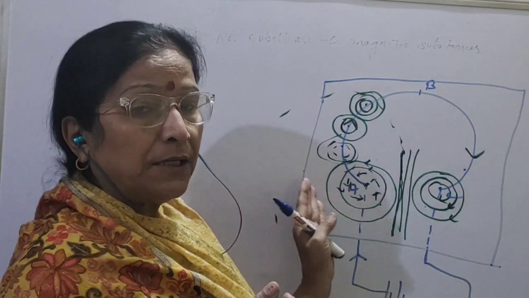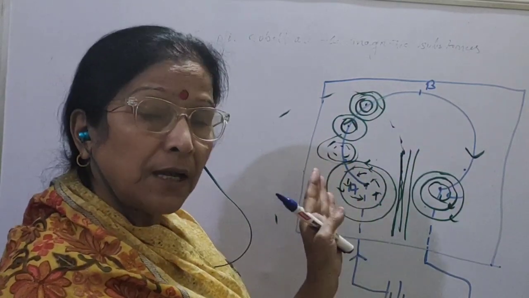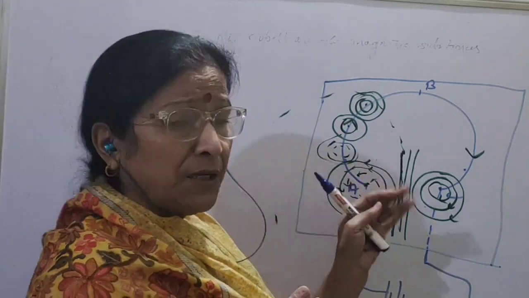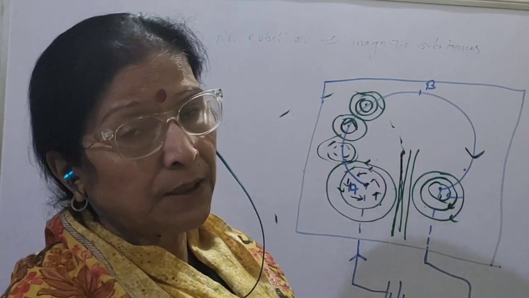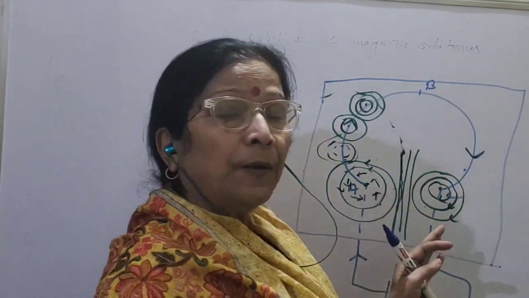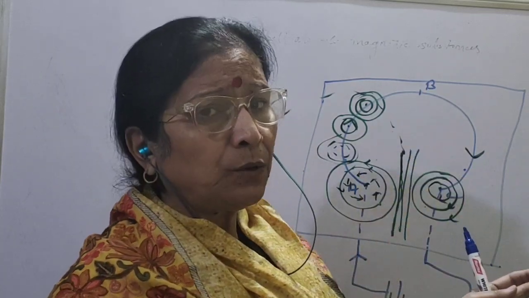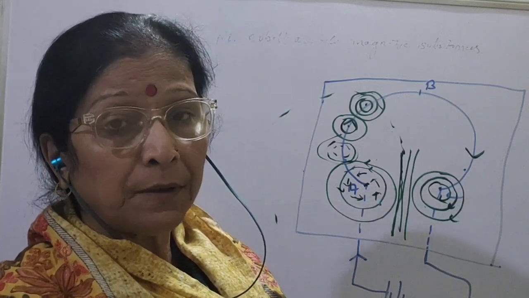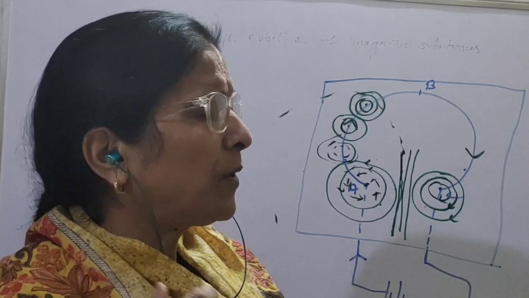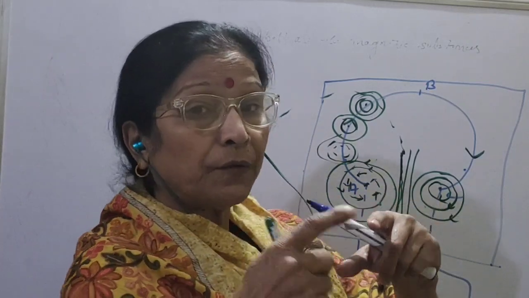Now the strength of the magnet due to the circular loop, the current carrying circular loop, will depend upon the strength of current. Stronger will be the current, stronger will be the magnetic field. Then the number of turns of the loop. If we increase the number of turns of the loop, it will become a coil, a solenoid as we call it. And then the radius of the loop.